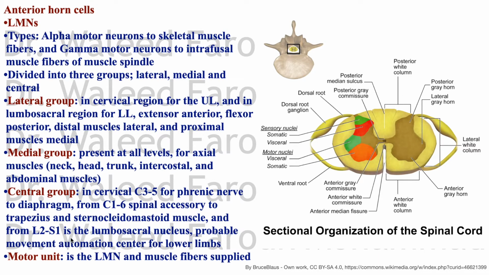There is a collection of neurons at L2 through S1 called the lumbosacral nucleus. It's probably one of the automation centers for movements concerned with the lower limbs. There are automation centers in the spinal cord that coordinate the movements of the limbs together during walking and running, for example. The motor unit is the lower motor neuron and the muscle fibers supplied by this lower motor neuron. Together they are called the motor unit.